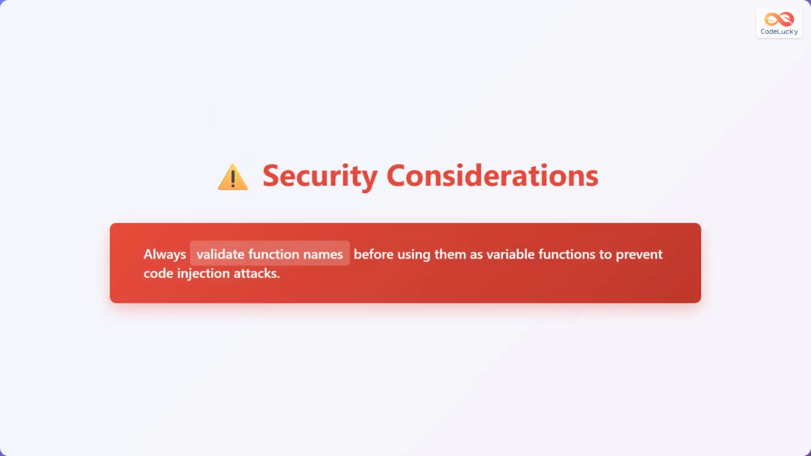It's important to take security into account when using variable functions. Always validate the function names before using them as variable functions. This can prevent code injection attacks, where malicious code could be executed if the function name comes from an untrusted source.